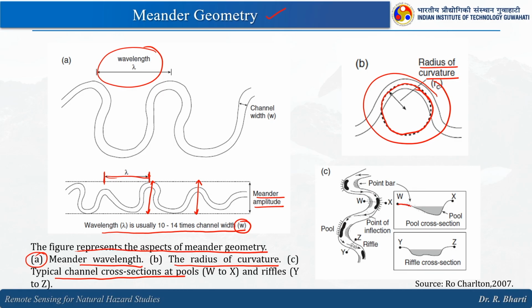So, you can see this is a typical cross section, this is from W to X. So, this is this distance, right. Here you have Y to Z. So, this is this cross section, right. So, this will help you to see what is the status of that particular cross section, right.